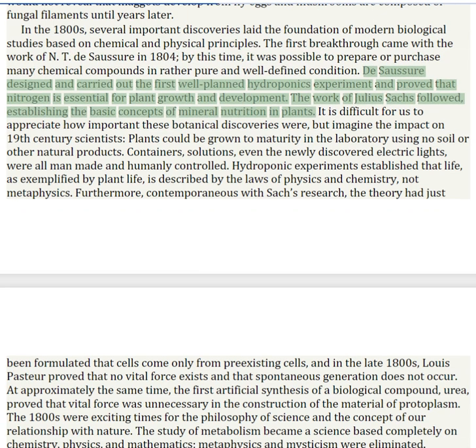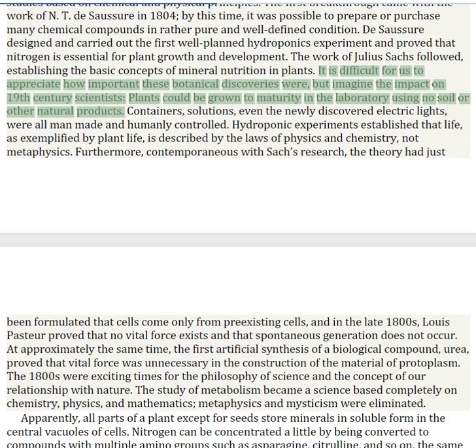De Saussure designed and carried out the first well-planned hydroponics experiment and proved that nitrogen is essential for plant growth and development. The work of Julius Sachs followed, establishing the basic concepts of mineral nutrition in plants. It is difficult for us to appreciate how important these botanical discoveries were, but imagine the impact on 19th-century scientists.